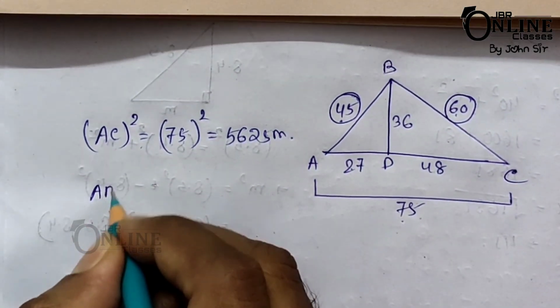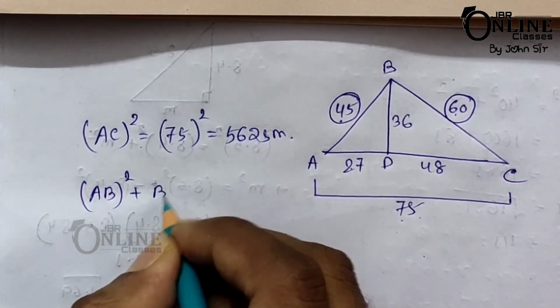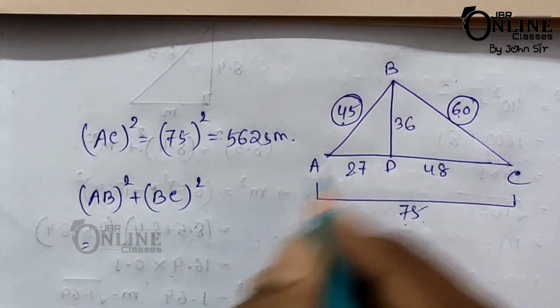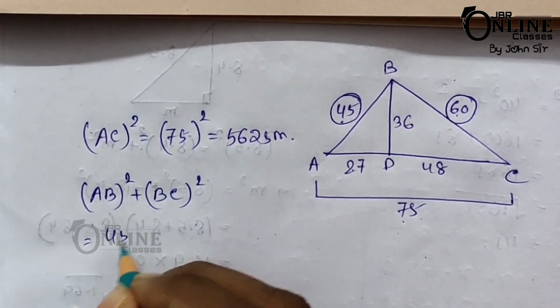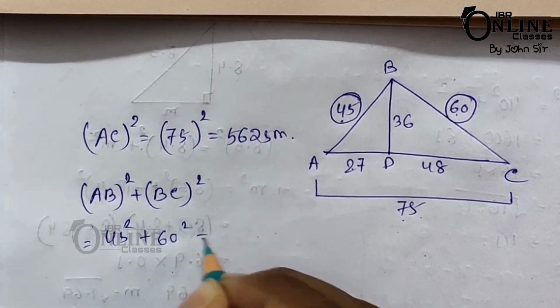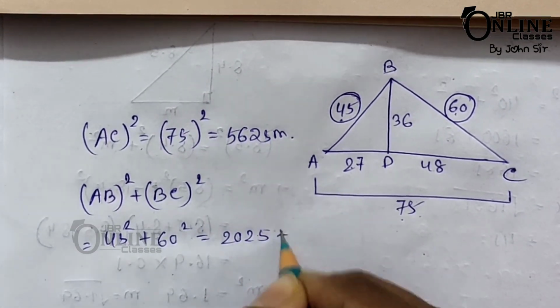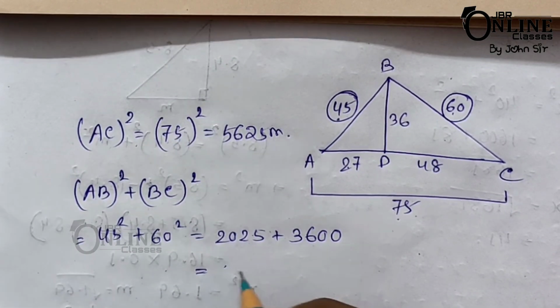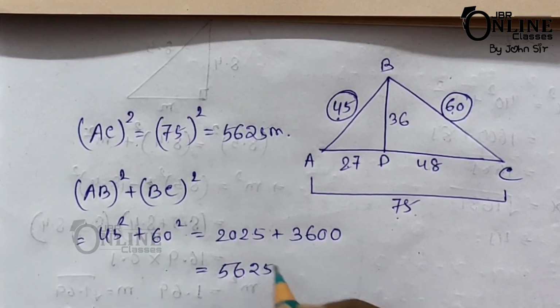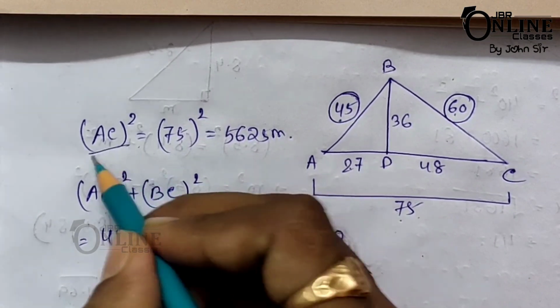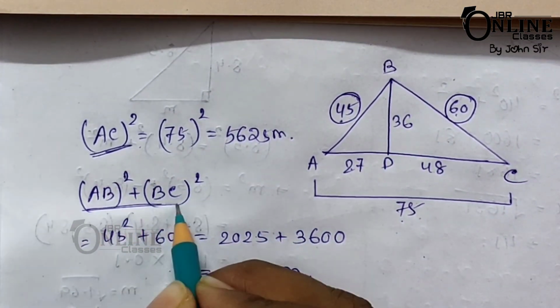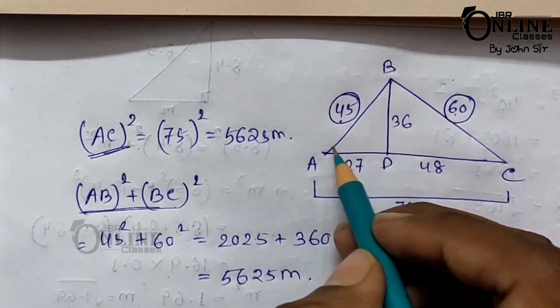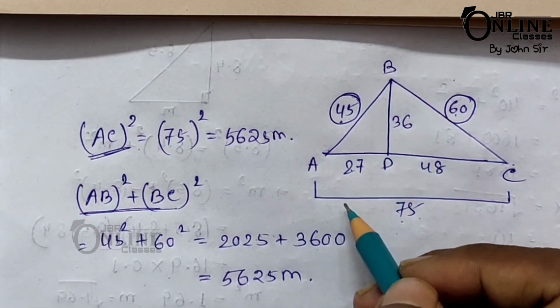Okay, now next thing you have to find out AB square plus BC square. So AB square means 45 whole square plus 60 square. 45 square means 2025, 60 square means 3600. So that equals 5625 meter. Okay, so here AC square equals AB square plus BC square. That means ABC is a right angle triangle.